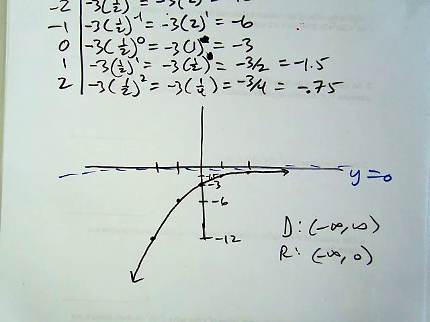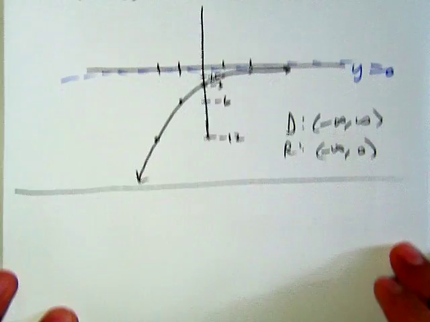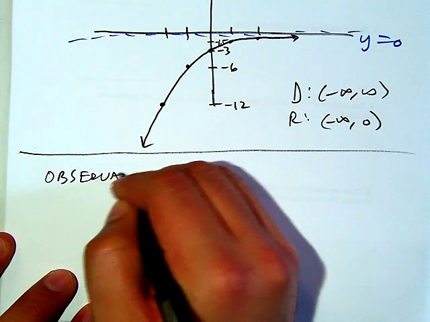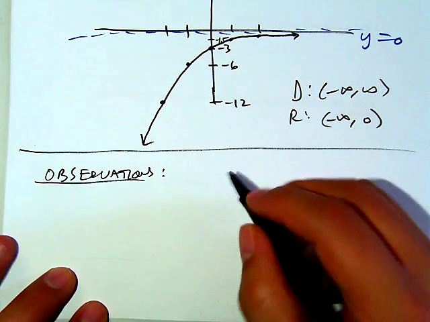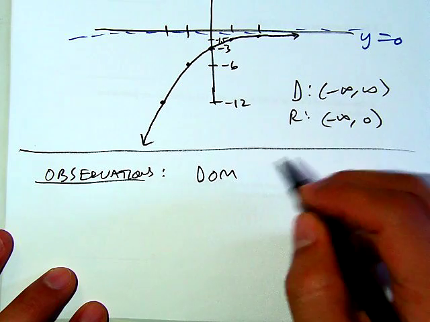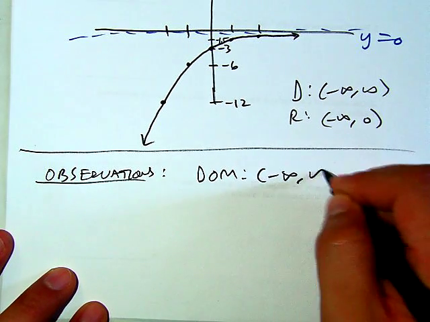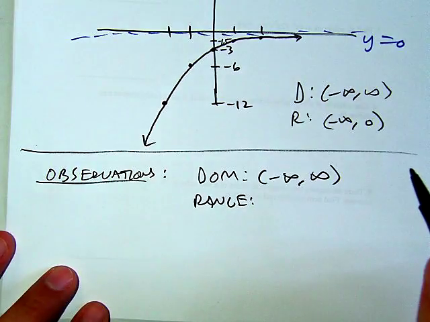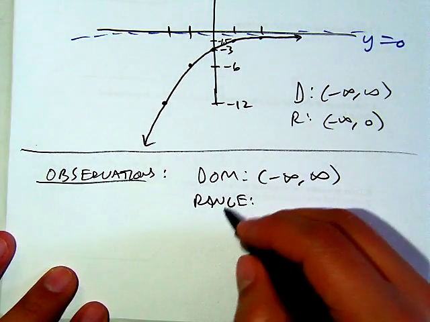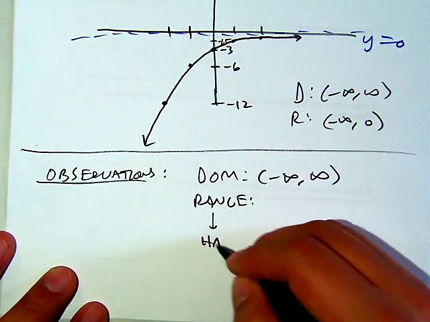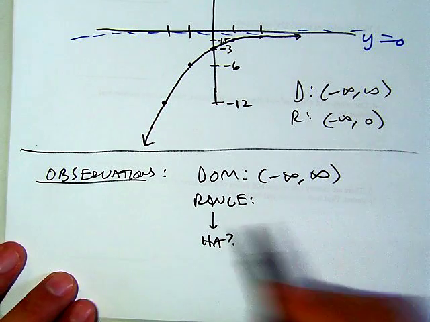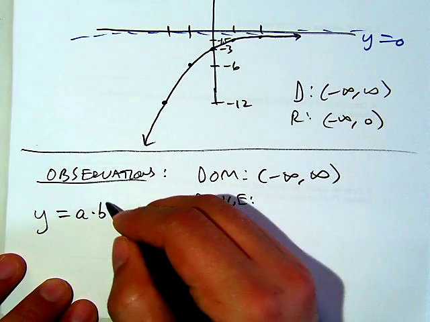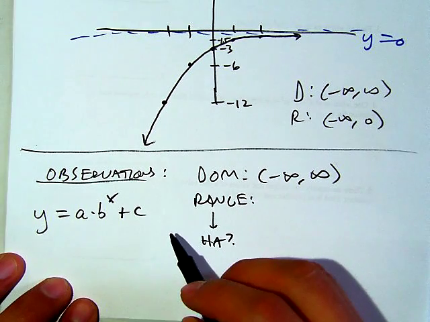Now, here are some general observations. Hopefully you've made these on your own. The domain for exponential functions is always negative infinity to infinity. The range depends on the horizontal asymptote. Okay? So for instance, if we have y equals, let's say a to the bx, and then we have this plus c value at the end.